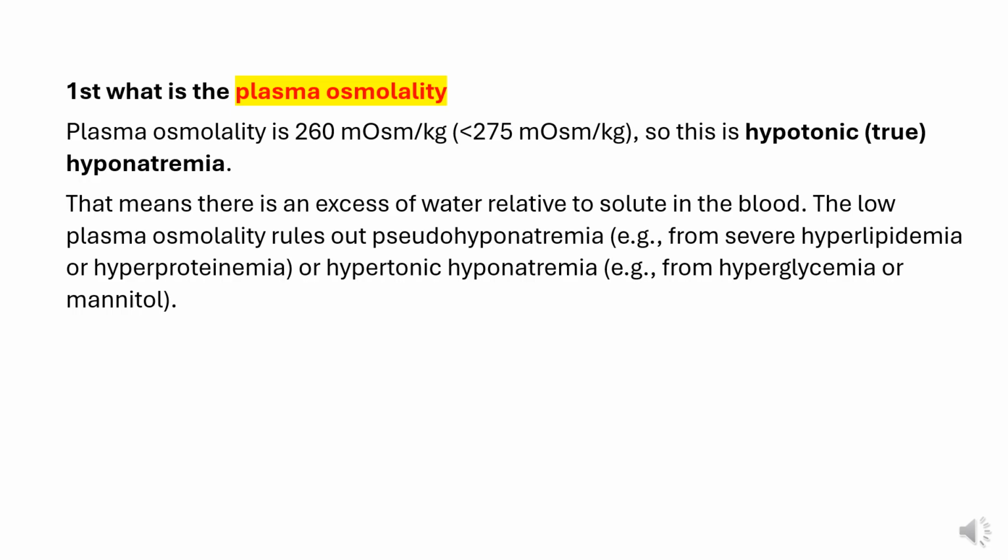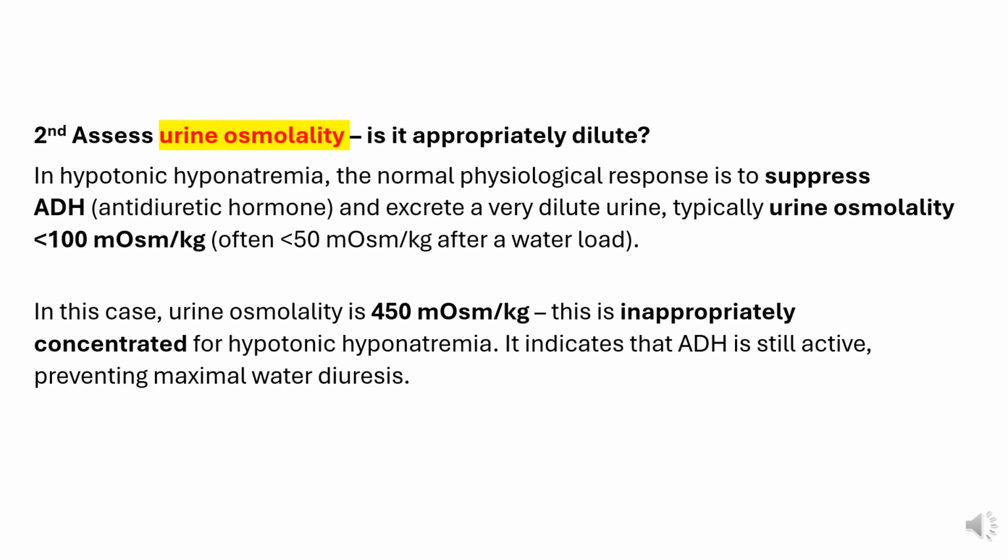First, what is the plasma osmolality? Plasma osmolality is 260 mOsm/kg, less than 275 mOsm/kg. So this is hypotonic, true hyponatremia. That means there is an excess of water relative to solute in the blood. The low plasma osmolality rules out pseudohyponatremia, e.g., from severe hyperlipidemia or hyperproteinemia, or hypertonic hyponatremia, e.g., from hyperglycemia or mannitol.